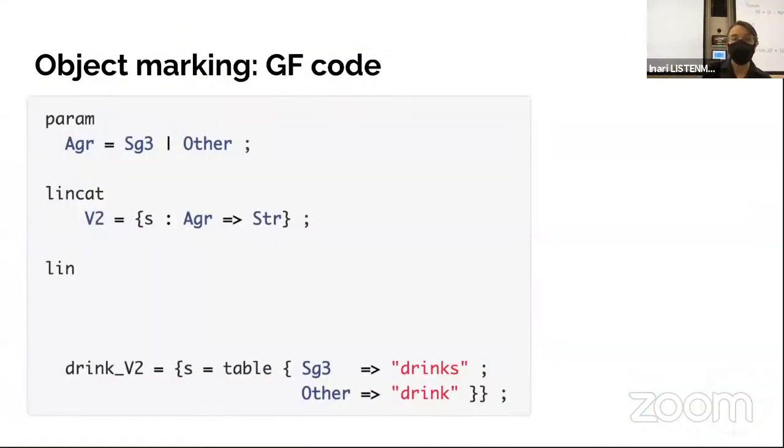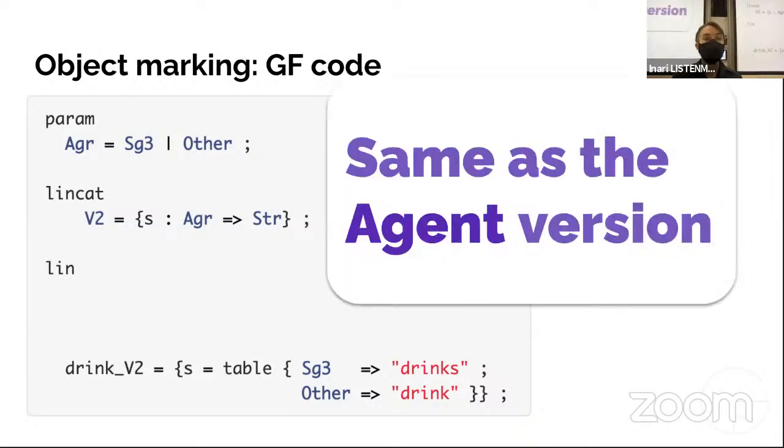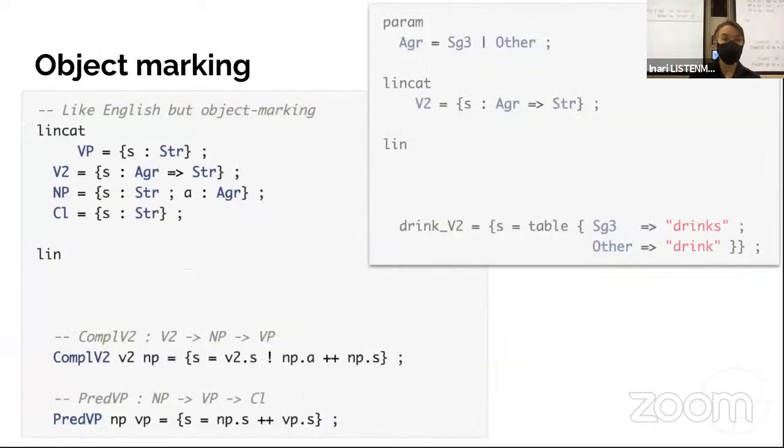So if we look at the object marking in GF, if you're looking at this, did I copy and paste the wrong slide? So that is indeed the same. The lexical categories are indeed the same as in the version for agent marking, but the difference is in the rest of the code.